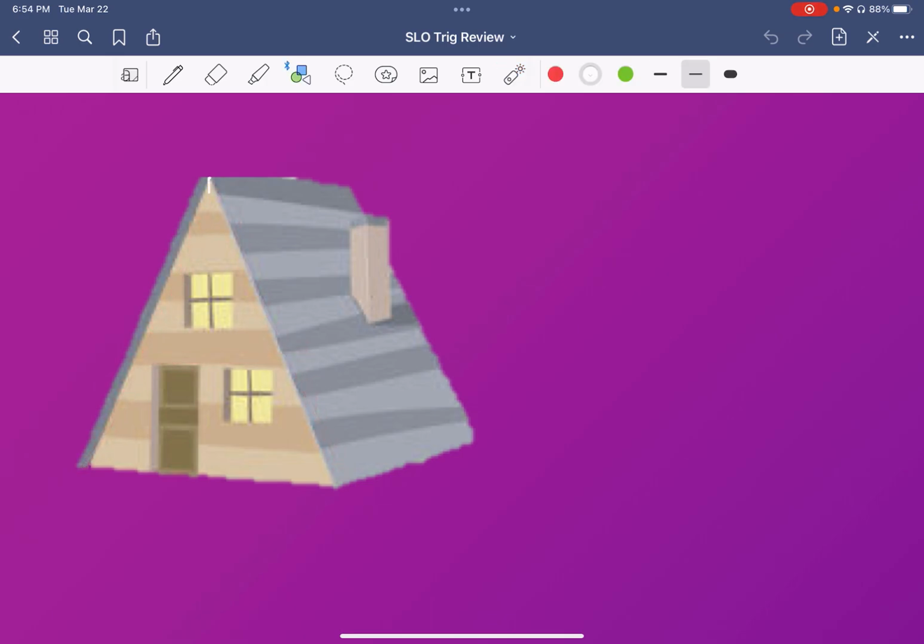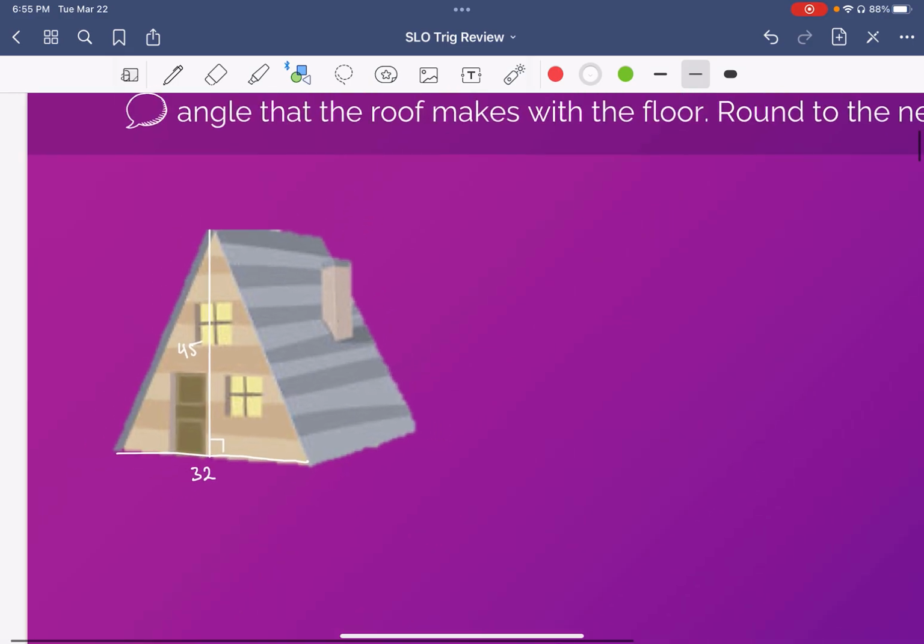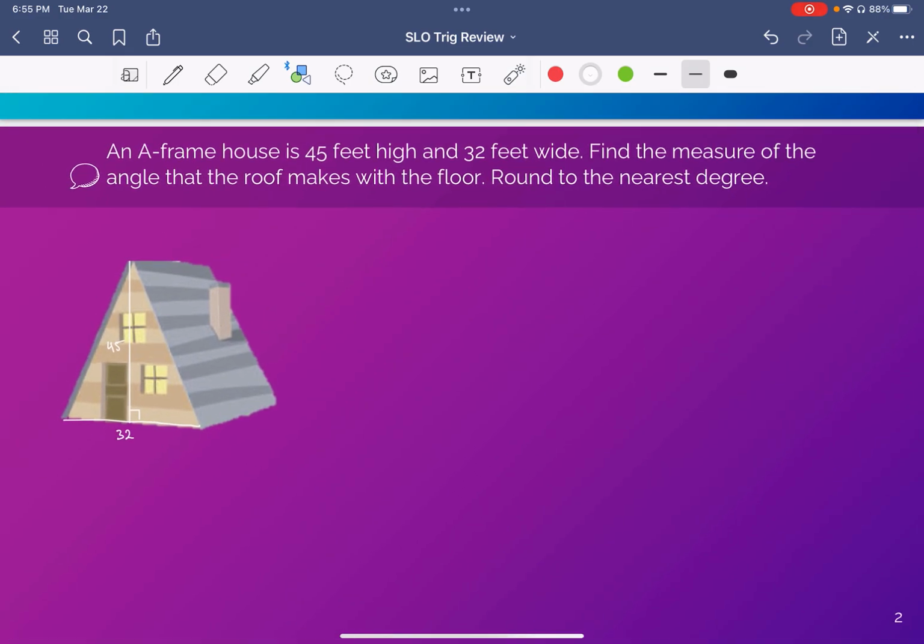So the height of the house from the top to the floor, they said was 45, and the width is 32. So on the floor, we'll have 32 feet. Now notice that we have a right triangle that is formed on either side. And so we can actually split this triangle in half into two right triangles that are smaller than the original one, because the question says find the measure of the angle that the roof makes with the floor. So if this is the roof and this is the floor, then we'd be looking for this angle.